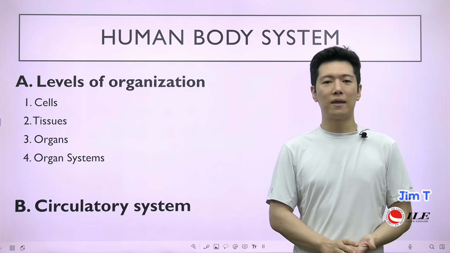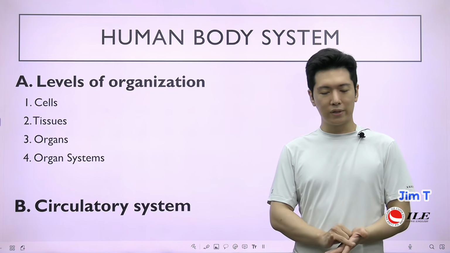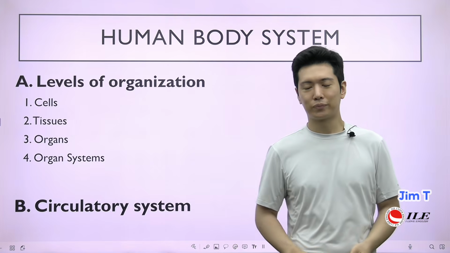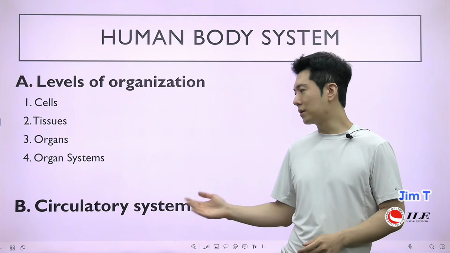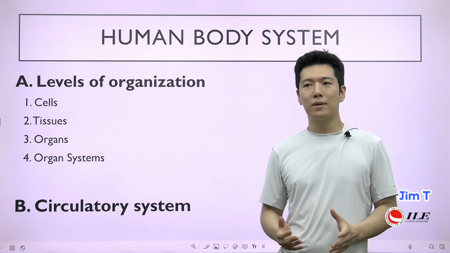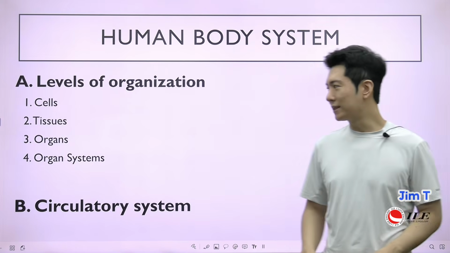When a group of cells come together, we call them tissues. When a group of tissue comes together, we call them organs, and a series of organs, we call them organ systems. And then we'll focus on one particular organ system called the circulatory system, an organ system that circulates blood that not only carries nutrients but also waste. So let's dive in.